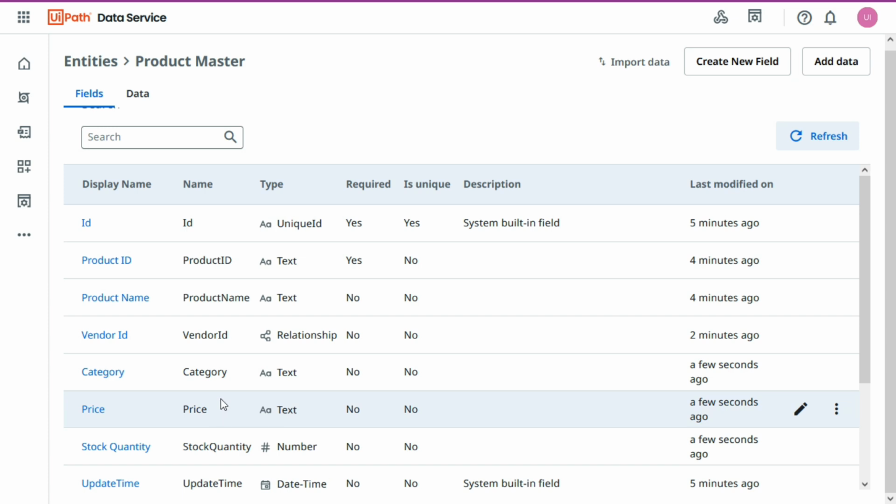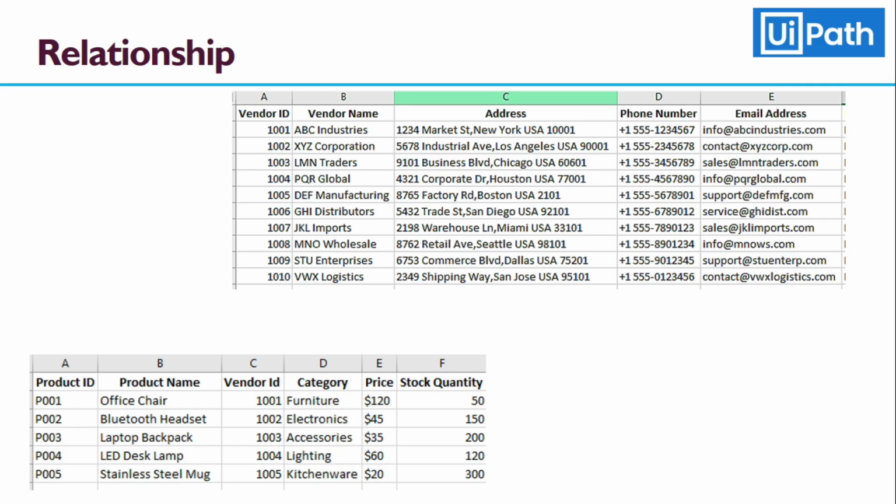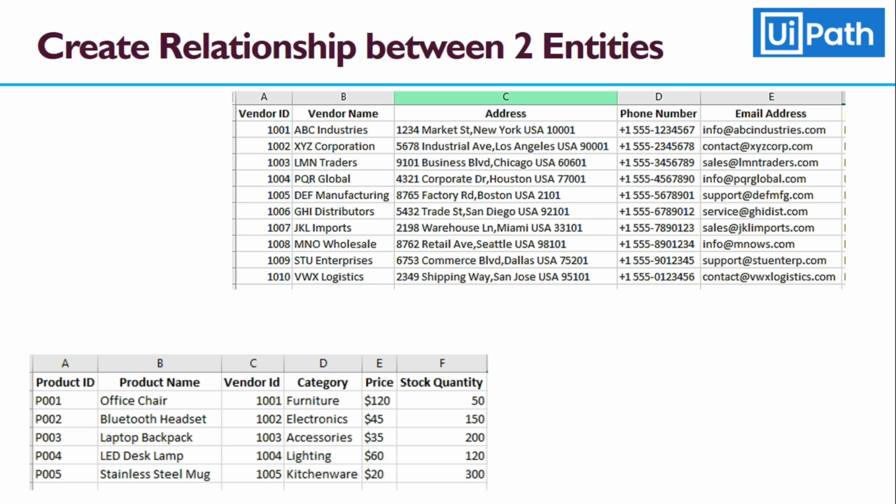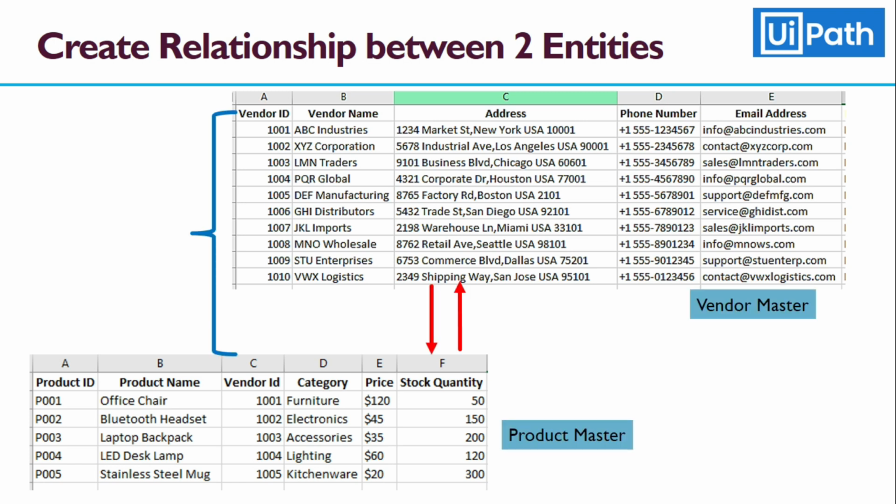Now let's understand this first. You can see here we have these two entities. This one is the vendor master and this one is the product master. They are going to be linked together, where vendor ID is the primary key, and the vendor ID from the product master is the foreign key. Now we'll create a relationship between the two entities where this vendor ID and this vendor ID will be linked together, and then we'll call it a relationship.